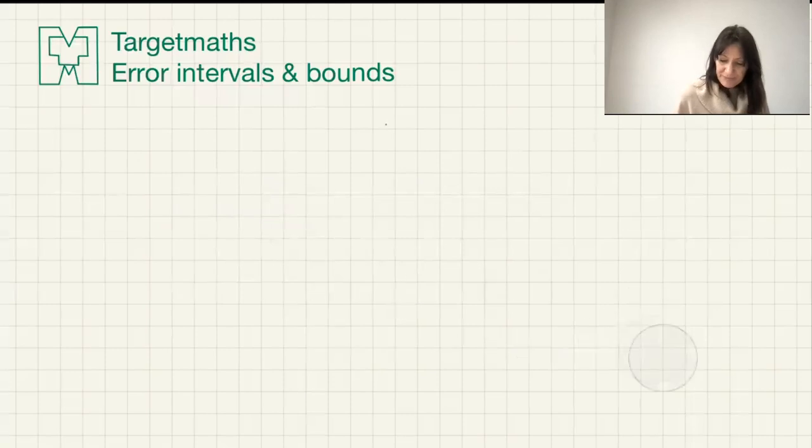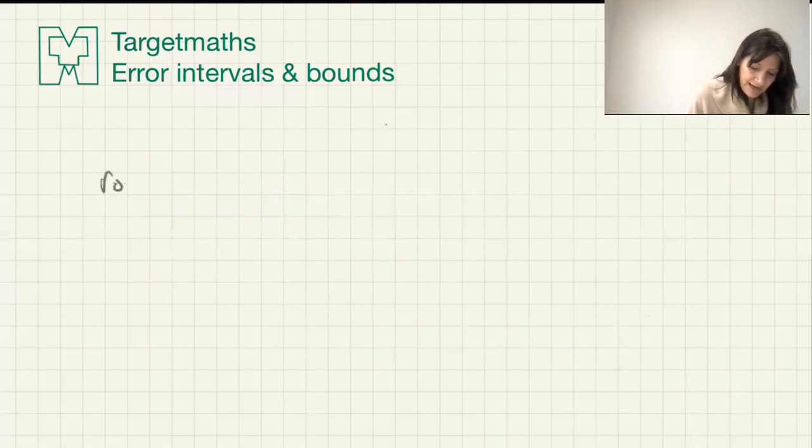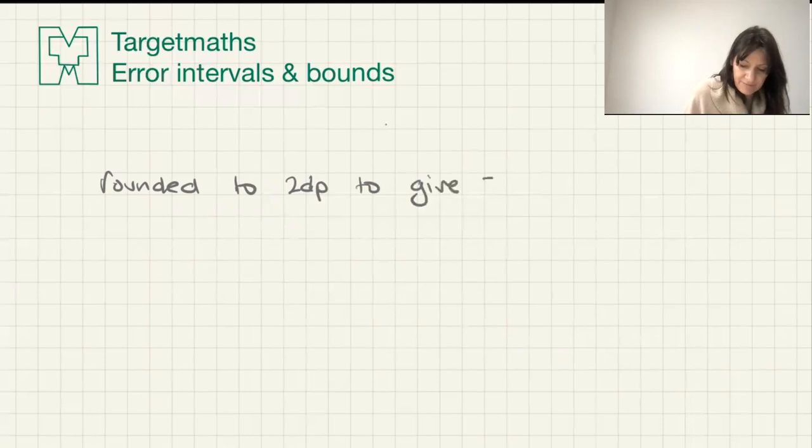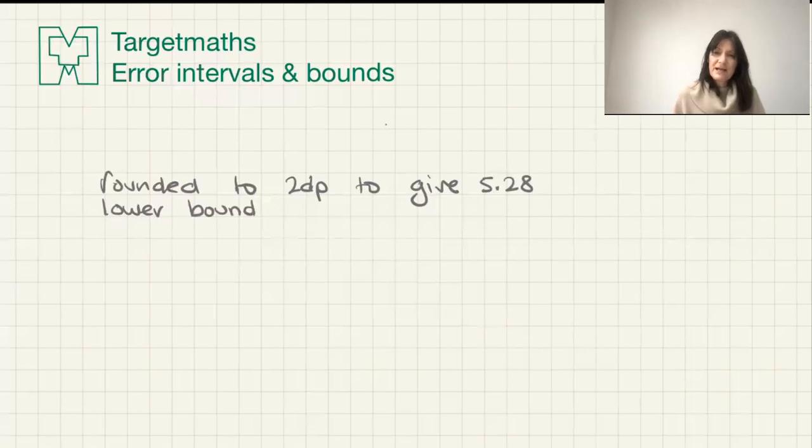Okay, one more, and then I'm going to leave you to some practice. So I'm going to say that a number has been rounded to 2 decimal places to give 5.82. What is the lower bound? So hit pause and press play when you're ready.